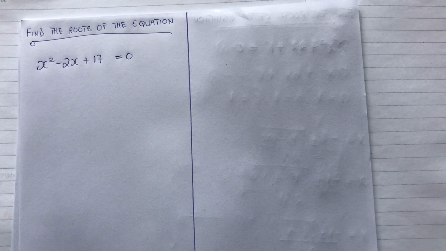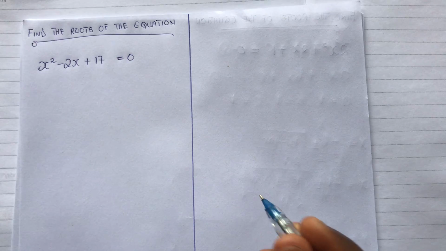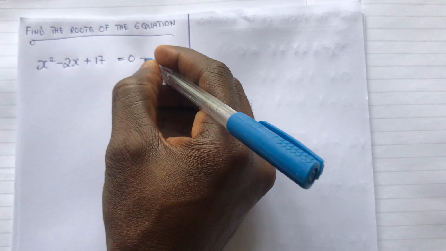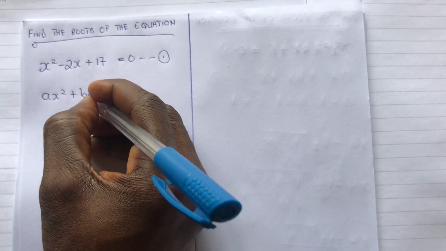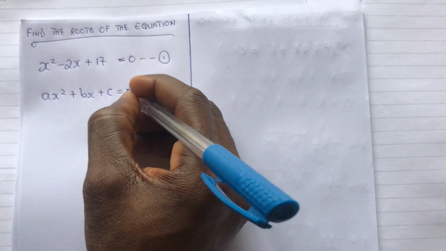So we have been given the equation x squared minus 2x plus 17 equal to 0. And all we need to do is to generate the root of this equation. Note that this will give us a complex root. You need to watch my first video to understand how to know if it will give you a complex root. So I will use the quadratic formula, but before I do that, let's name this equation 1, and let's compare equation 1 with ax squared plus bx plus c equal to 0.